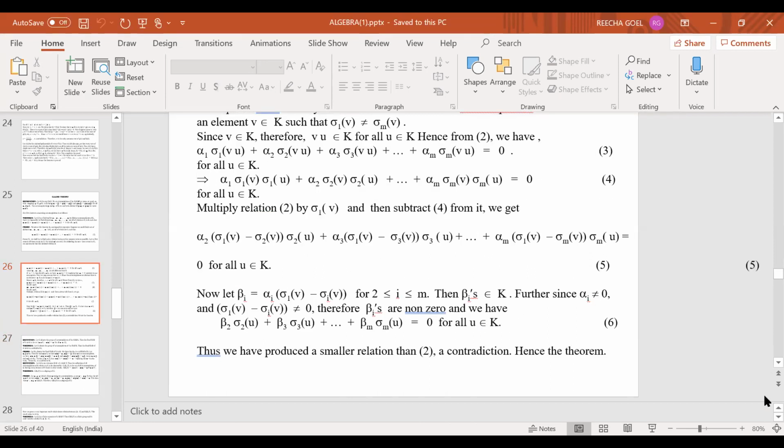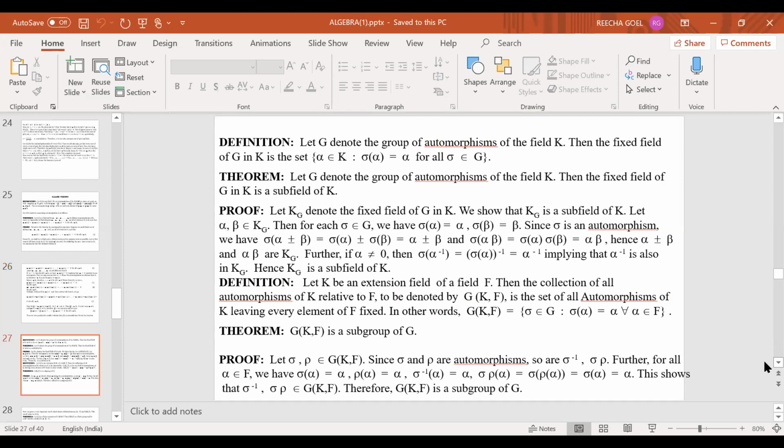And having seen this result, now we are in a position to proceed further. We have considered a group of automorphisms, and now we are going to consider subgroups of this group. On the other hand, if K is the field over which these automorphisms are being considered, then we are going to have subfields. So we will see how they are related. And this is the crux of Galois theory.